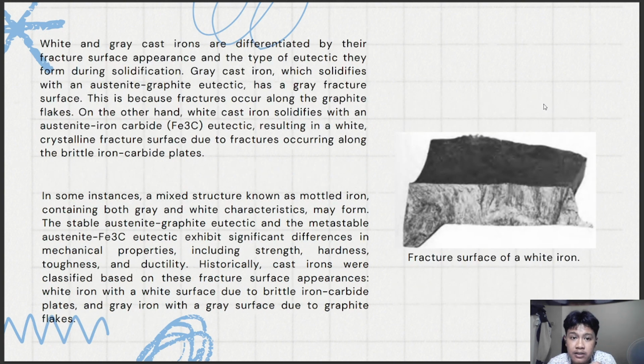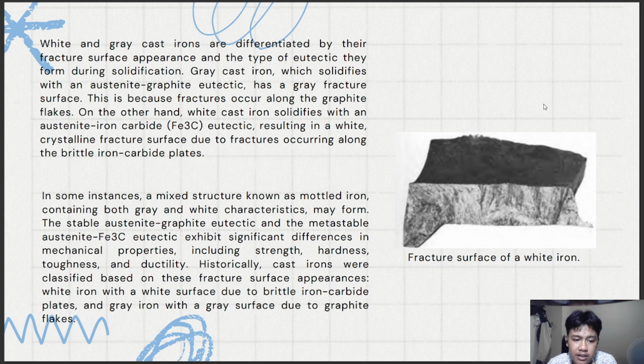White and gray cast iron are differentiated by their fracture surface appearance and the type of eutectic they form during solidification. Gray cast iron, which solidifies with an austenite-graphite eutectic, has a gray fracture surface. This is because fractures occur along the graphite flakes. On the other hand, white cast iron solidifies with an austenite-iron carbide eutectic, resulting in a white crystalline fracture surface due to fractures occurring along the brittle iron carbide plates. In some instances, a mixed structure known as mottled iron, containing both gray and white characteristics, may form.